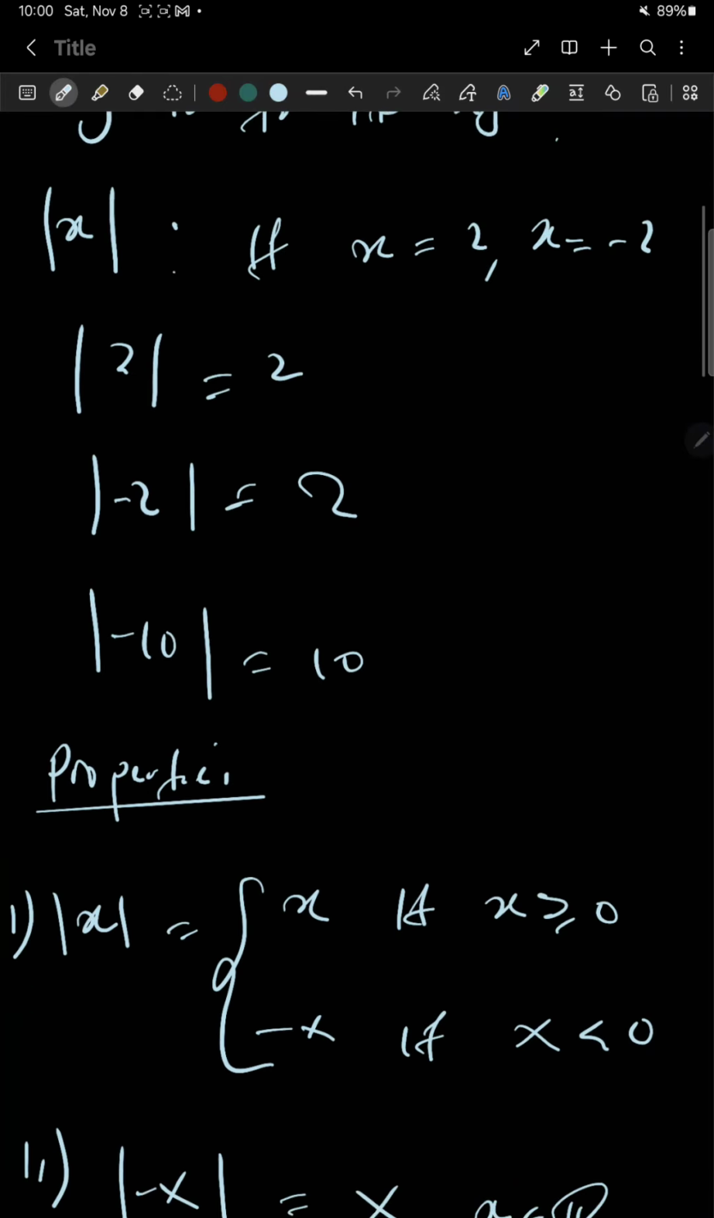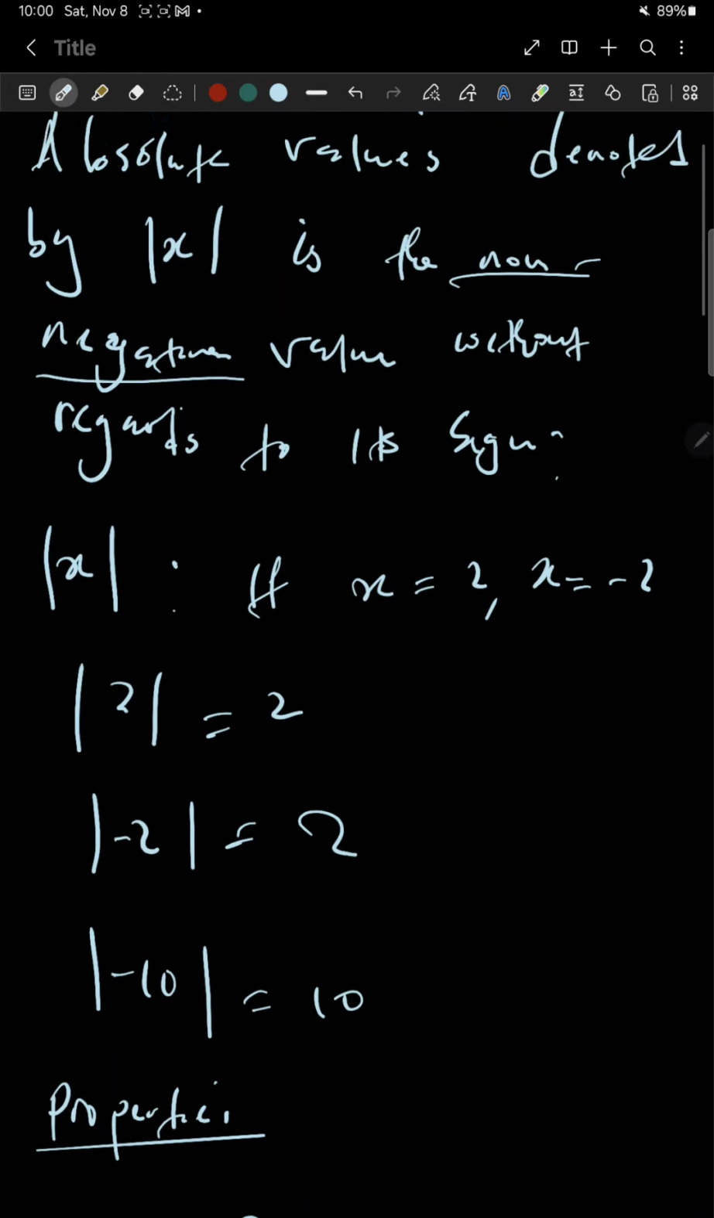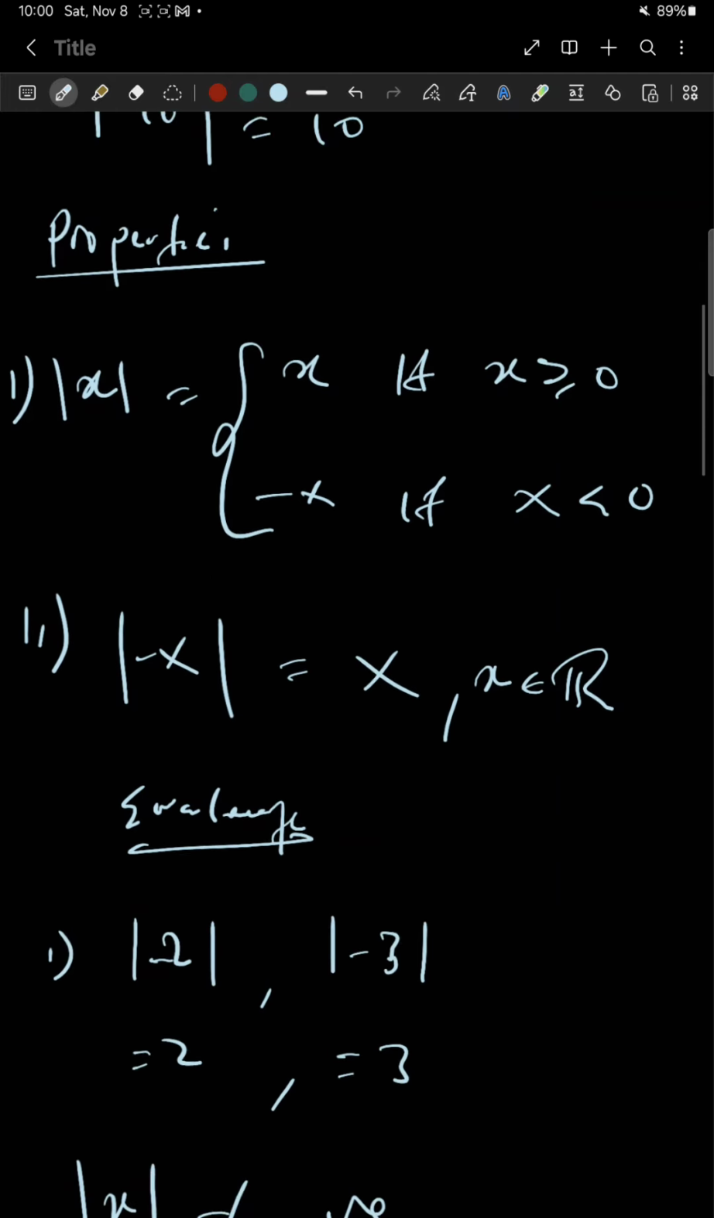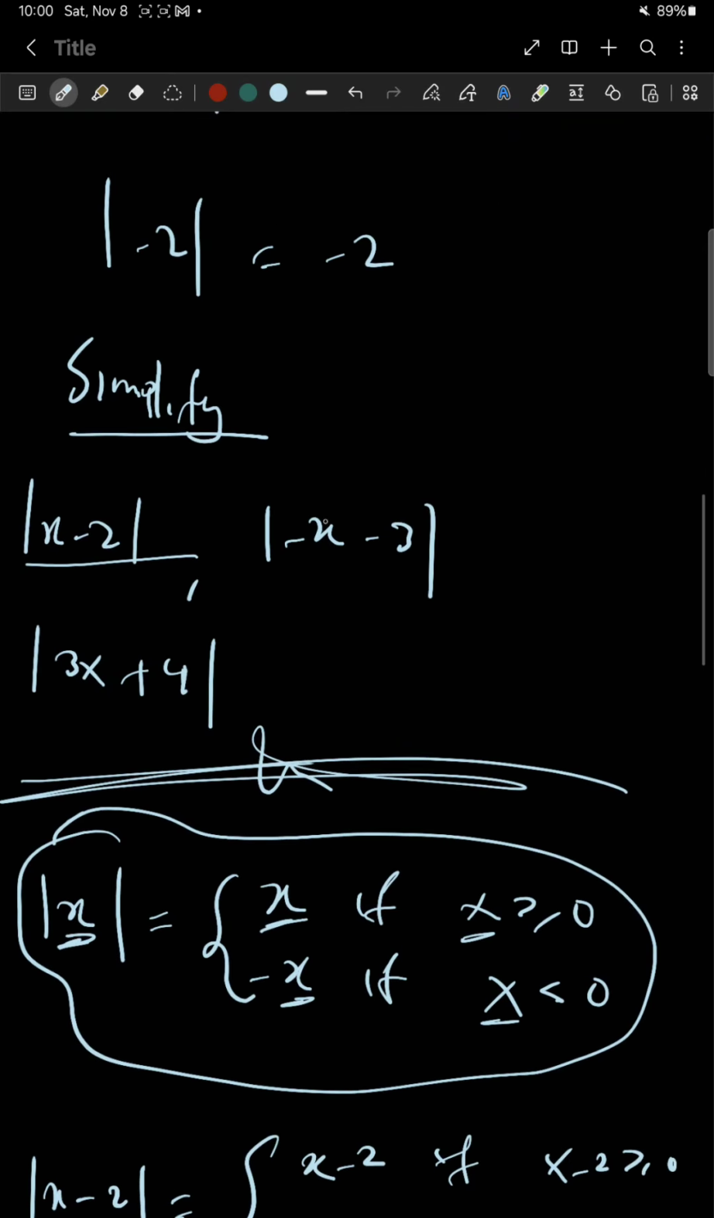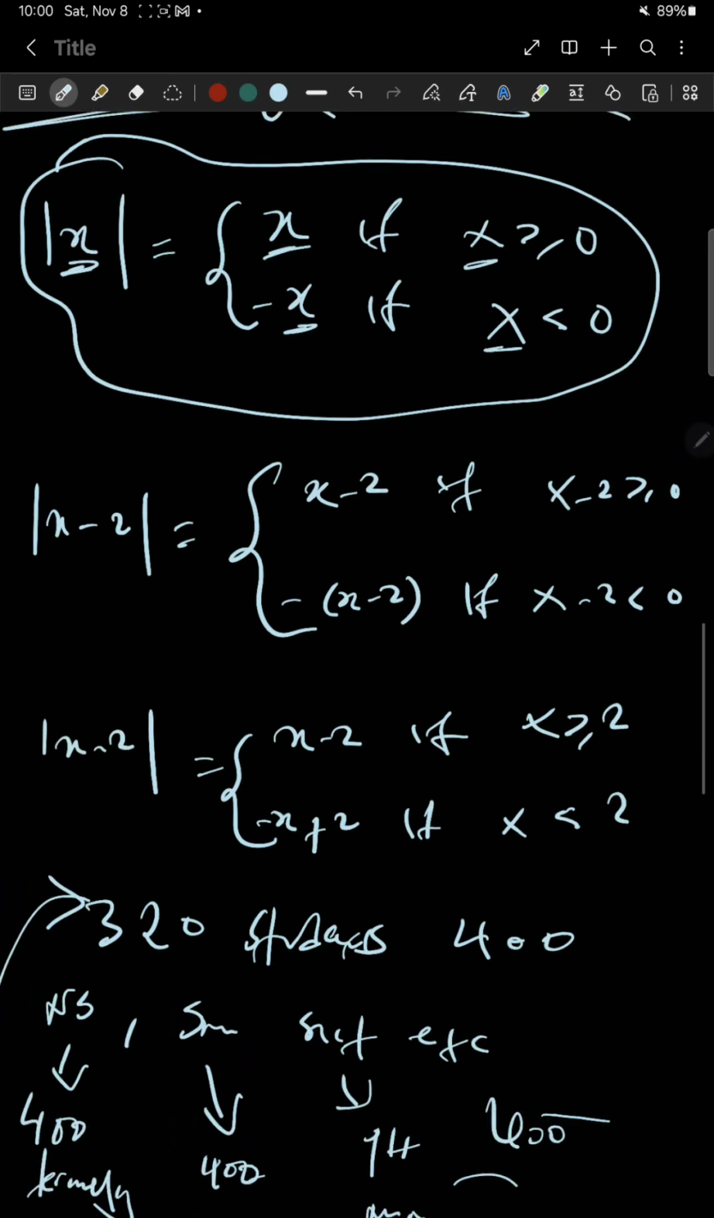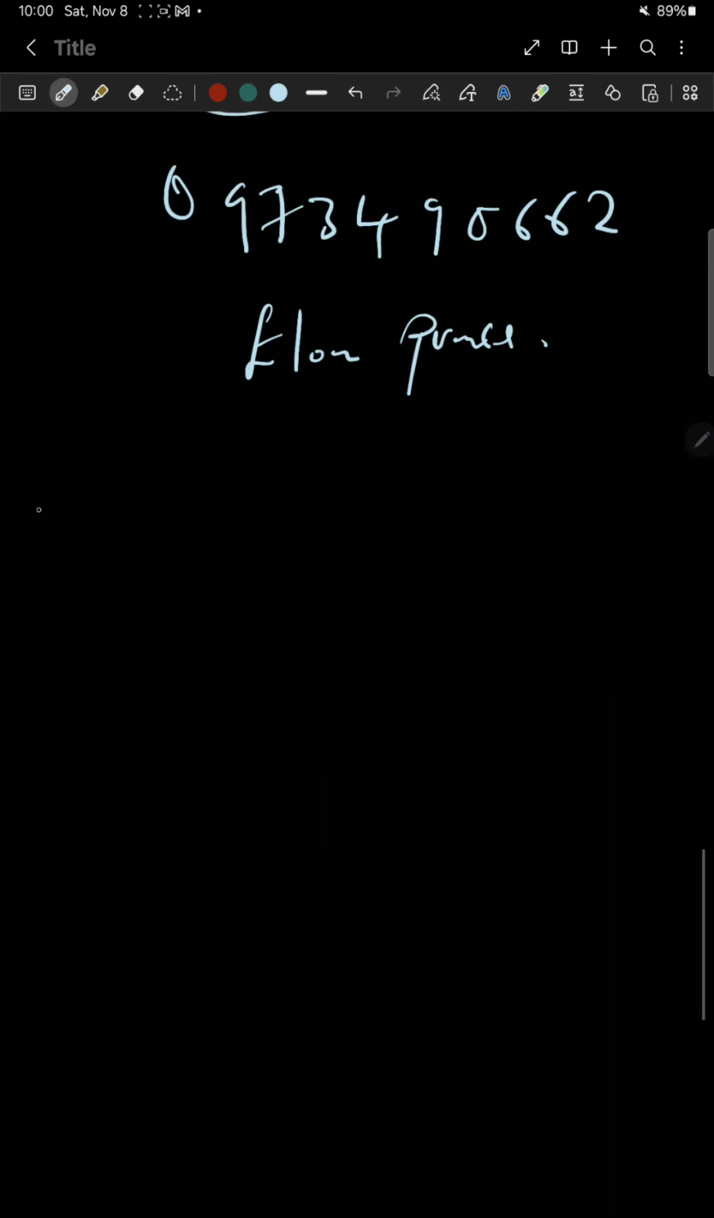Okay, so let's simplify this one. Let's simplify. Where is it? The other one is negative x minus 3. Okay, negative x minus 3. So modulus of negative x minus 3. There's a reason why I'm teaching you this. How do you simplify this? Okay, so this will be, notice the one before.